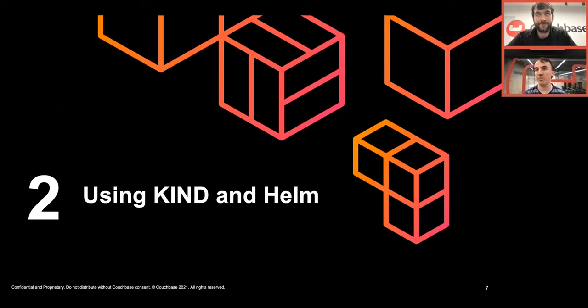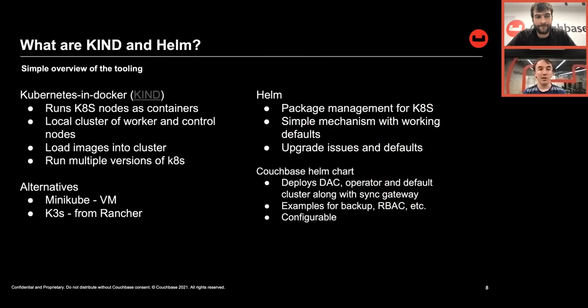I'll talk to you quickly about what Kind and Helm are and how we're going to use them in our automation pipelines. So what are Kind and Helm? So Kind is Kubernetes and Docker. So it's a way of running a full Kubernetes cluster locally all through containers. So essentially the worker nodes, the control plane nodes, everything is run as containers.